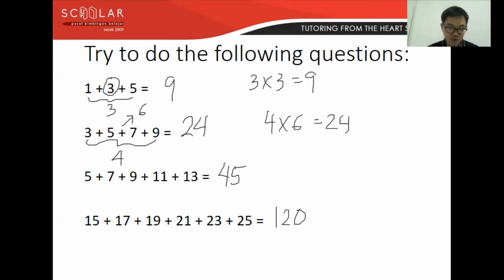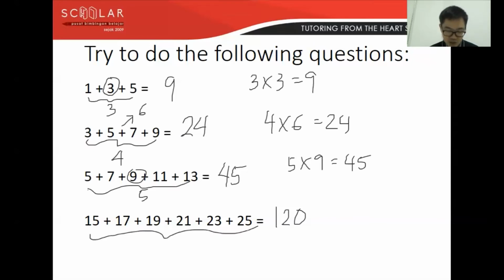Next one, 5, 7, 9, 11, 13. There are 5 numbers and 9 is the middle. So 5 times 9, you have 45. Lastly, 6 numbers and the middle is 20. Okay, so 6 times 20, 120. So as you see, this can be applied to solve additions where the numbers are consecutively added, or there is the same difference between each of the numbers.